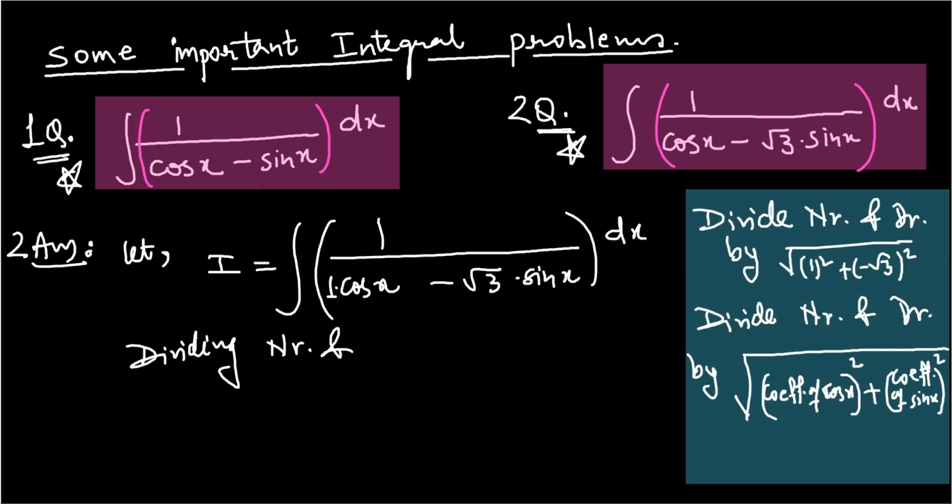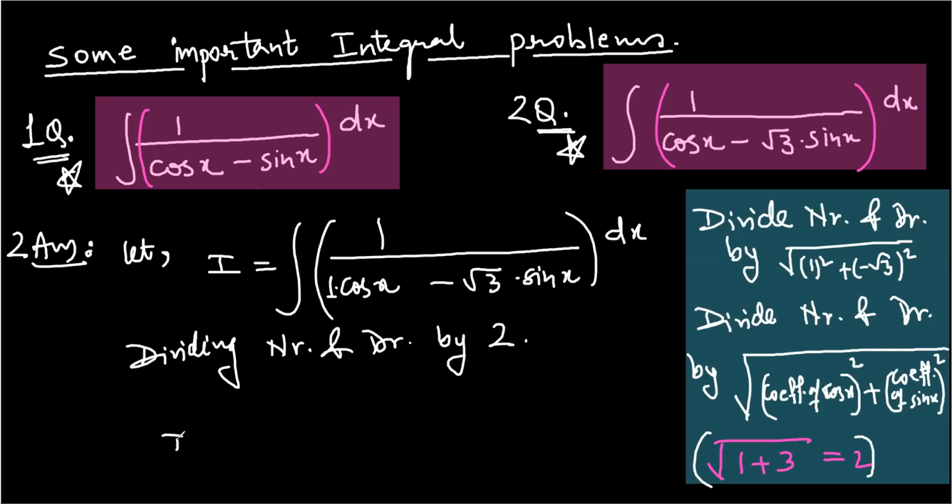So divide numerator and denominator by what will that be, students? You can just calculate. It will be square root of 1 square, which is 1, plus root 3 square, which is 3. So I have square root of 4, that is 2. So what I have to do? I have to divide here by 2. So dividing numerator and denominator by 2.